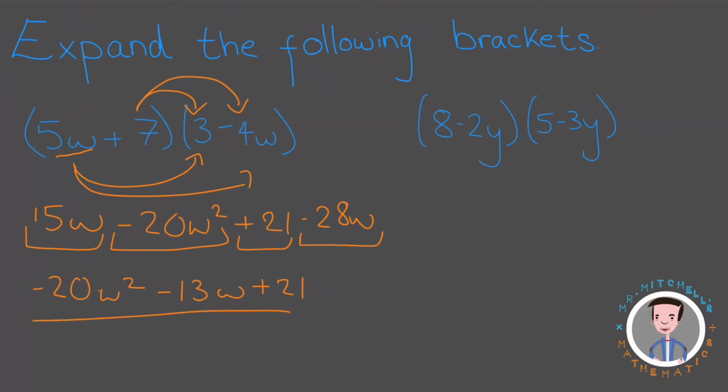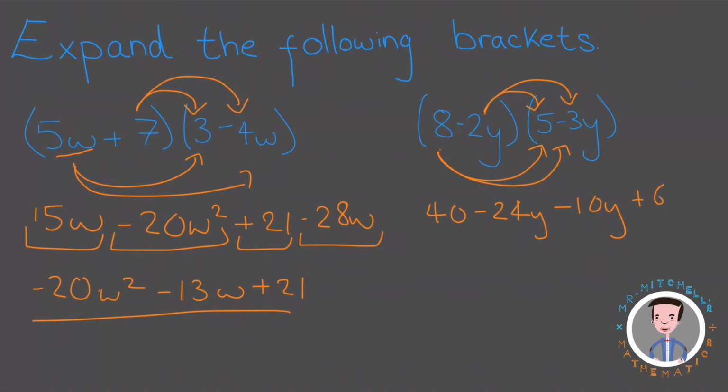For question 2, we do 8 times 5, which is 40. Next, 8 times minus 3y, which is minus 24y. Next, we do minus 2y times 5, which is minus 10y. And then minus 2y times minus 3y is positive 6y squared.